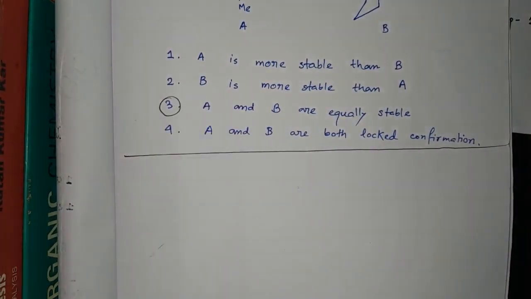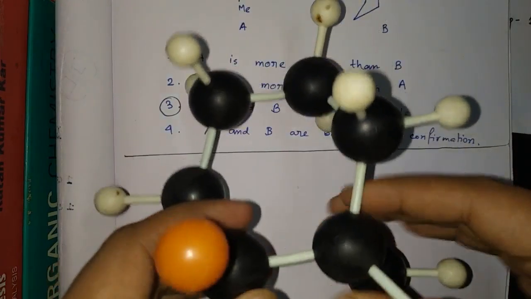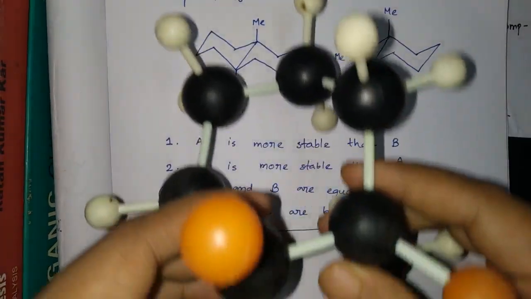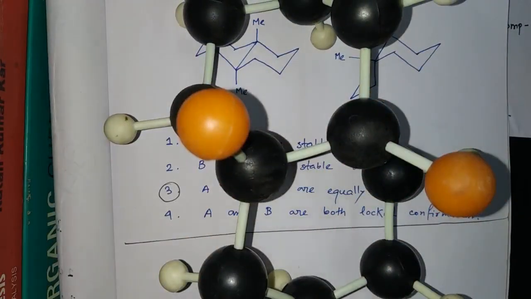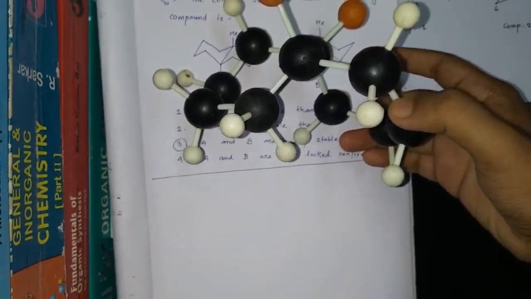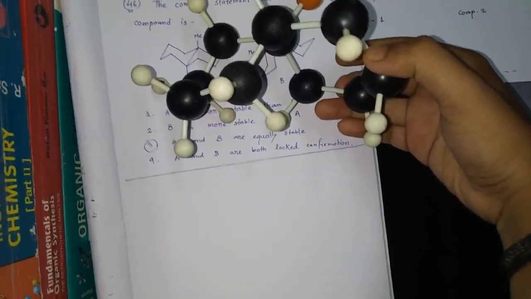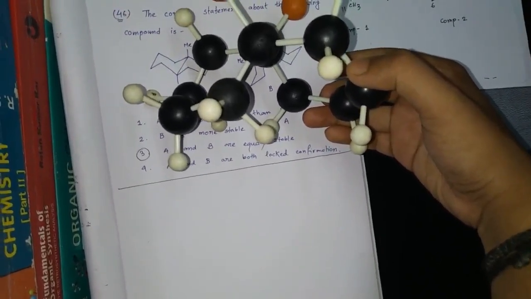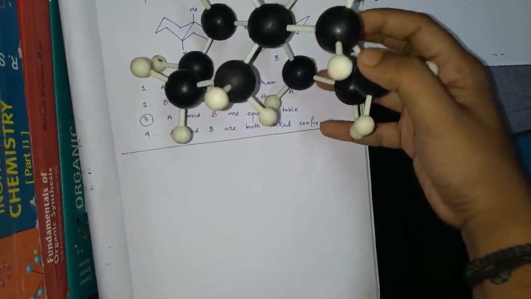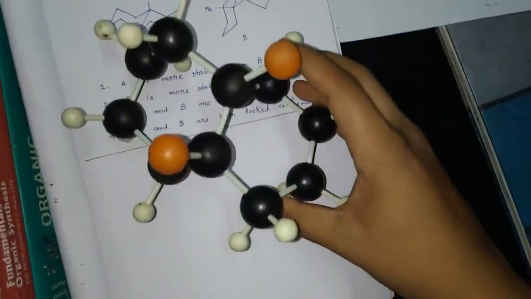So guys, for better understanding of this, I made a model of this compound B. Here these two CH3 are trans. You can see the Newman projections also. Both are in the chair conformation, because both have the Newman projection like up and down, up and down.